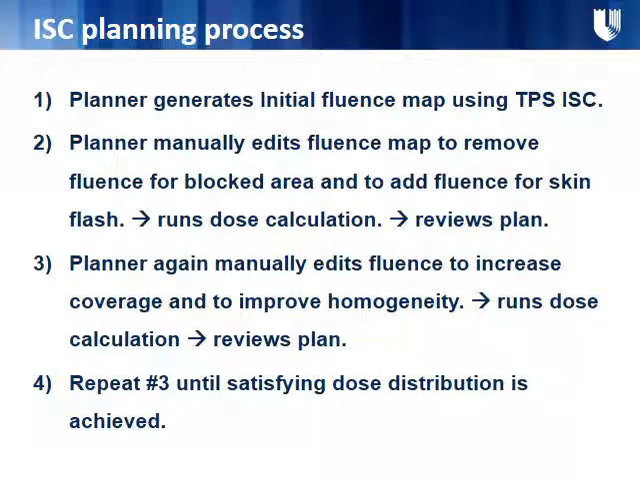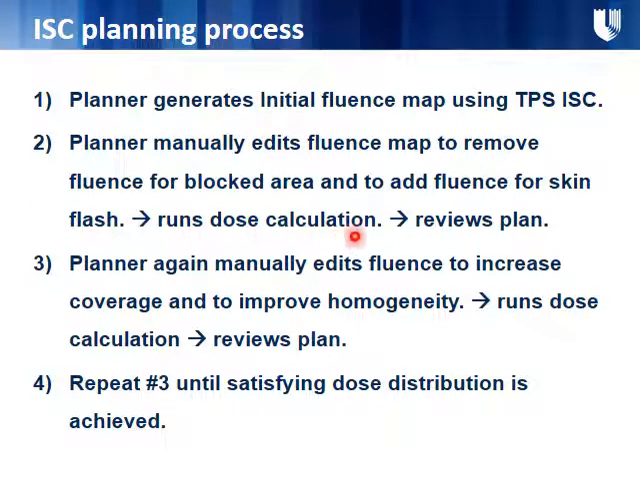Because irregular surface compensator technique has great advantage for plan quality and with low cost, Duke University has been using it for more than 10 years. The planning process involves, first, the planner generates an initial fluence map using the treatment planning system. Then the planner manually edits the fluence map to remove the fluence for the blocked area like the heart and add the fluence for the skin flash area.